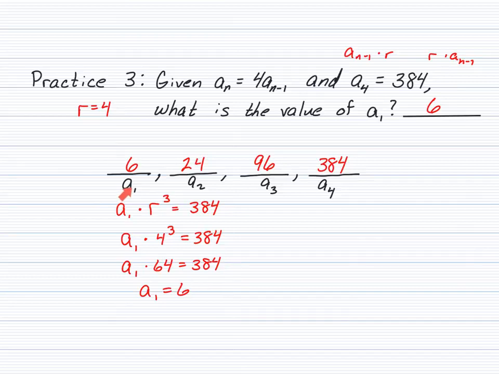then a sub 1 multiplied by the common ratio 1, 2, 3 times, so a sub 1 times r cubed would give us 384. Well, we know the r value is 4, and 4 cubed is 64. So if you divide 64 to the other side, that gives us our first term is 6. And 6 times 4 is 24, times 4 is 96, times 4 is 384. Again, just completing the sequence here, that just verifies that the work that we have done is correct.